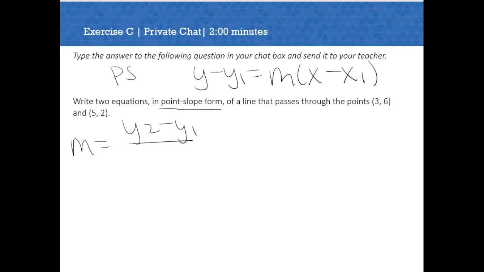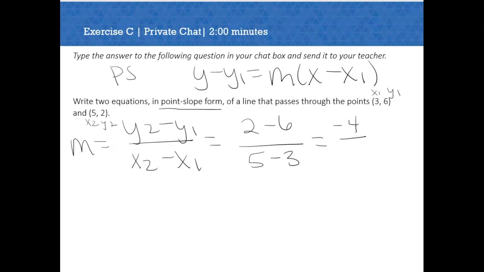The last one that asked us for point slope, they gave the slope to us. So now we're solving for it. So I'm going to use (5, 2) and (3, 6). So here's my x2, y2, x1, y1. So I have 2 minus 6 all over 5 minus 3. So I get negative 4 over 2, which ends up being negative 2.